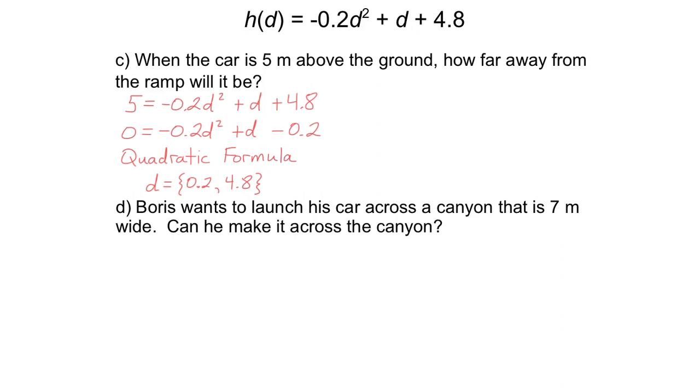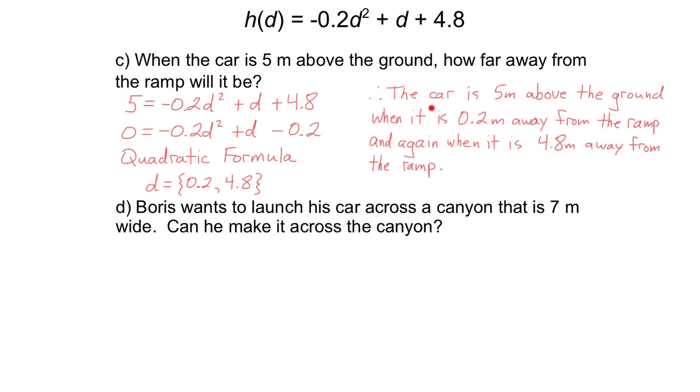And now, at this point, because we're talking about a practical example, we need to see if these answers make sense practically. The distances are both positive, which means they're both in front of the ramp, which makes sense. So both of these are valid answers. So I can say the car is 5 meters above the ground when it is 0.2 meters away from the ramp, and again when it is 4.8 meters away from the ramp. Now, you might be wondering, why do both of these answers make sense? Remember, the car's going up and down again, so it's going to reach the same height at two different points, on the way up and on the way down.